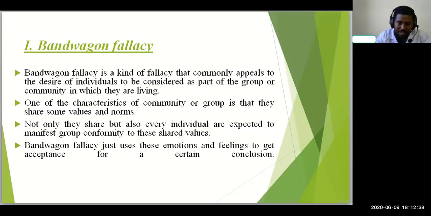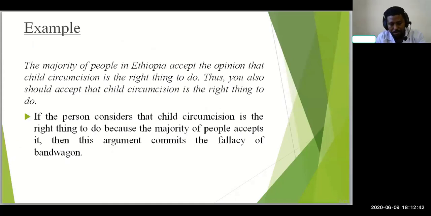For easier or better understanding, let's look at this example. The majority of the people of Ethiopia accept the opinion that child circumcision is the right thing to do. Therefore, you also should accept that child circumcision is the right thing to do. You see how we can understand how he tried to make his argument acceptable, sanctioning the opinions of the majority of the individuals. According to this argument, if he is not accepting that child circumcision is the right thing, this individual will be outcasted. He's not treated among those.